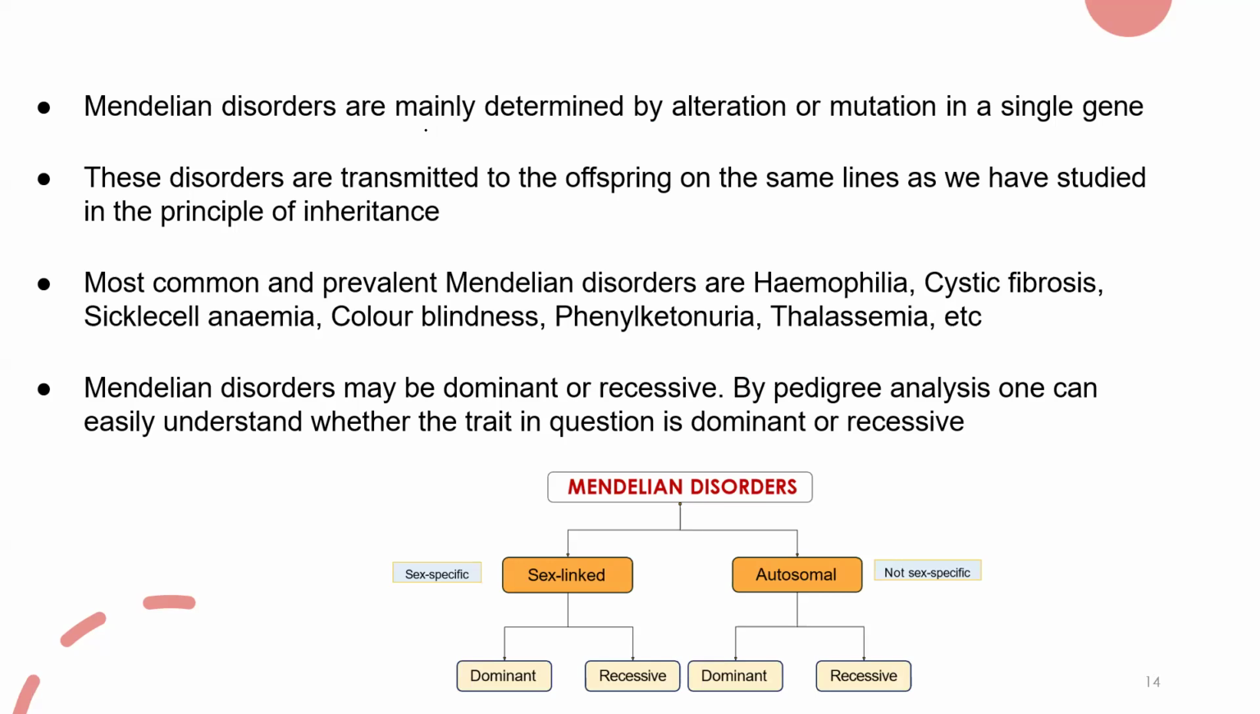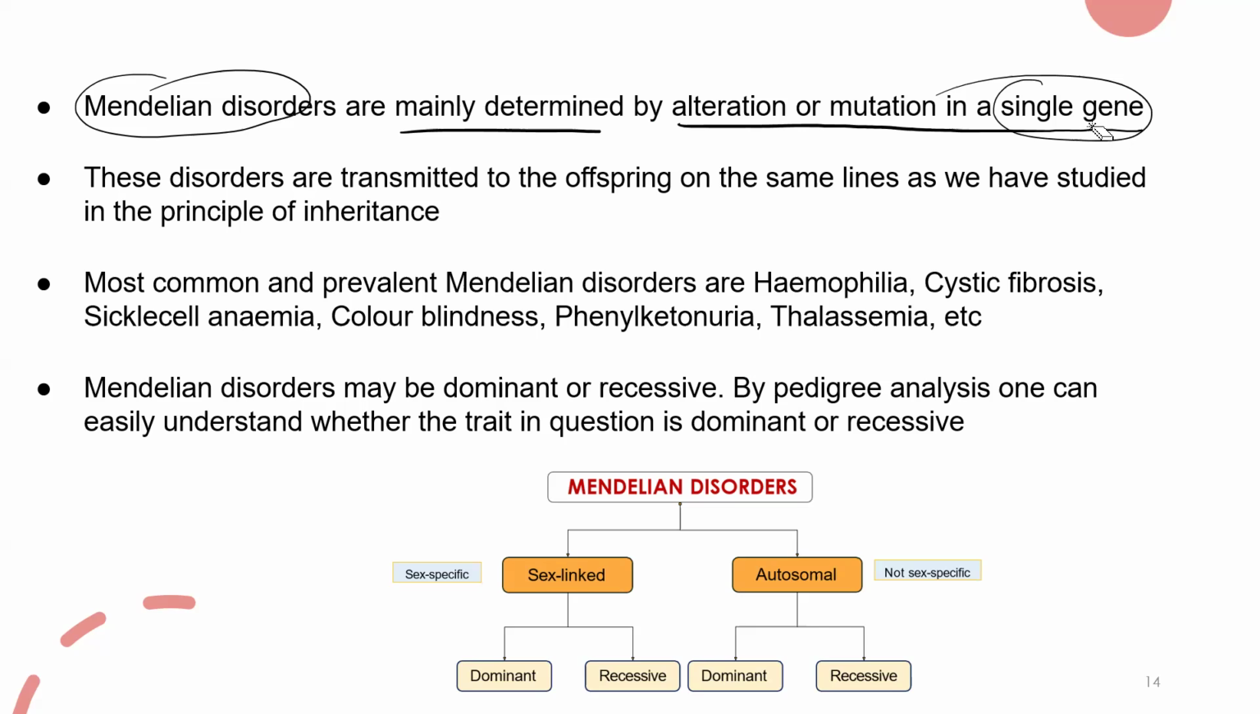So Mendelian disorders are mainly determined by alterations or mutations in a single gene. Remember, this is very important. Most of the Mendelian disorders are changes that happened in a single gene. It's not multiple genes, it is not polygenic. It's monogenic, a single gene. So these disorders are transmitted to the offspring along the same lines as the principles of inheritance we studied. Like capital T, small t, how it was carried to the next generation, the same way it follows those rules.